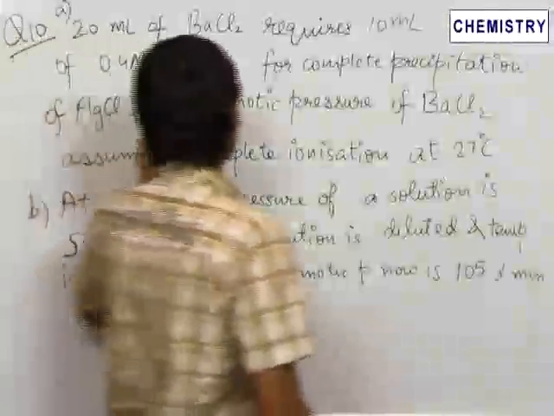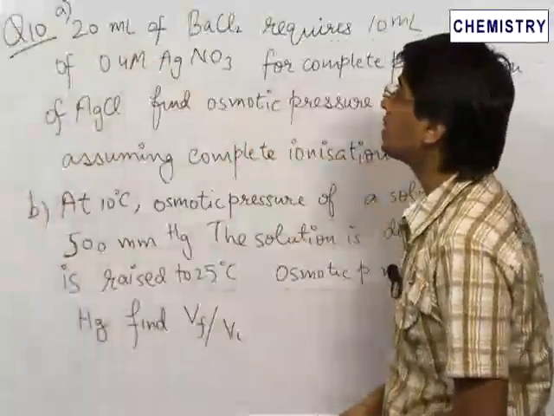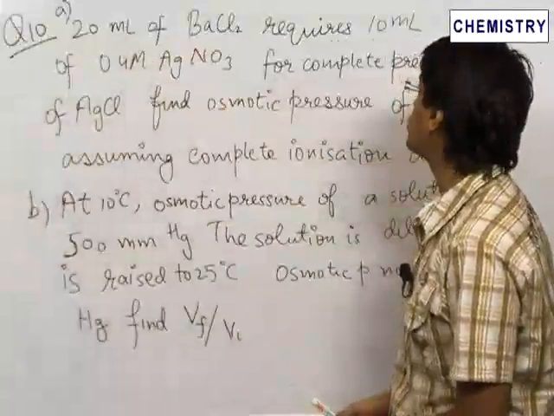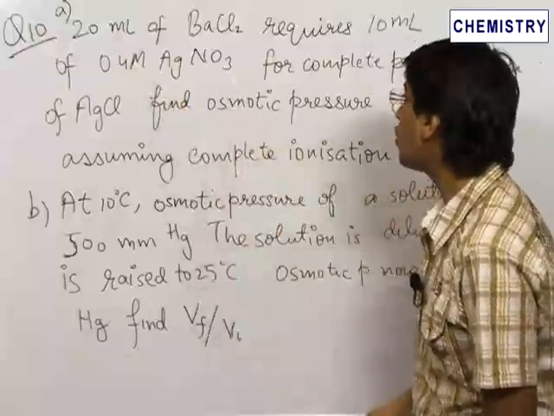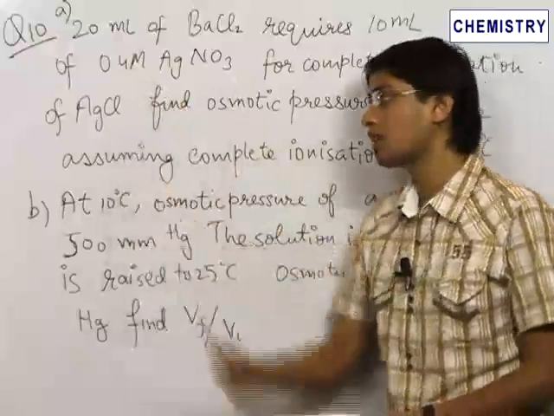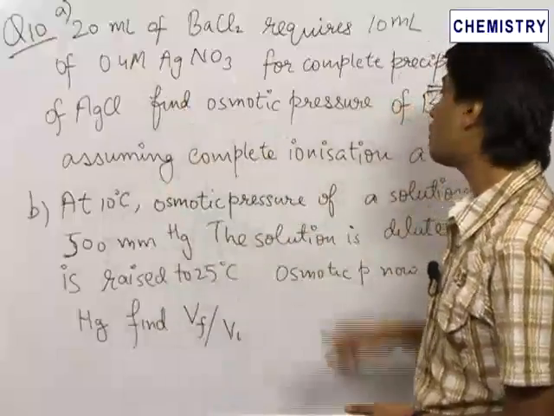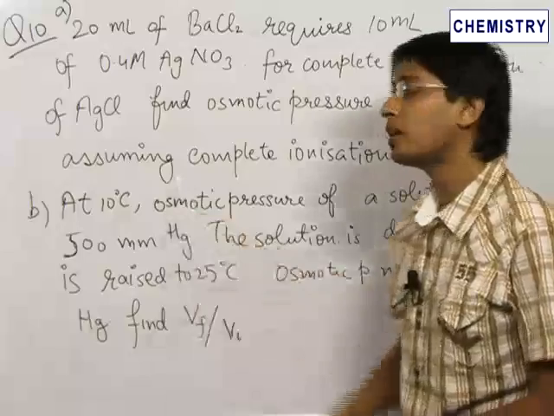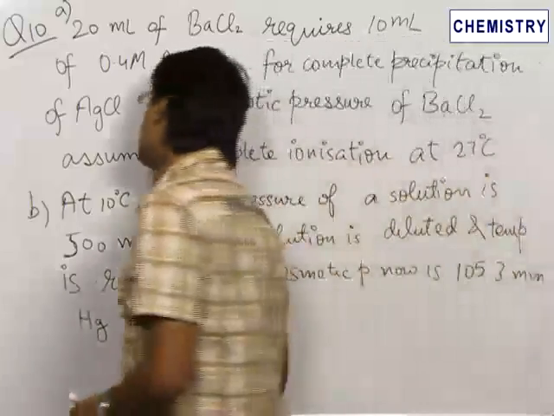The 10th problem which we have is a pretty interesting problem. The first part says we have 20 ml of barium chloride solution requiring 10 ml of 0.4 molar AgNO3 for complete precipitation of silver chloride. We want to find the osmotic pressure of barium chloride, assuming complete ionization of barium chloride at 27 degrees Celsius.